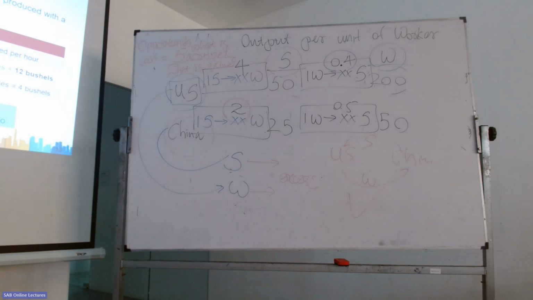The opportunity cost of radio production is the lowest in Sri Lanka. So Sri Lanka should specialize in radio production. And the opportunity cost of producing wheat is the lowest in India. So India should specialize in wheat production.